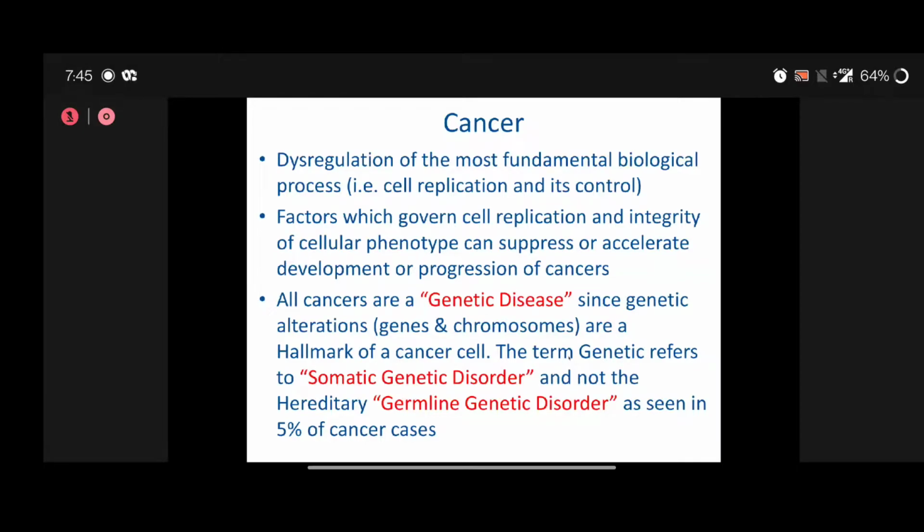No one has ever seen a cancer cell which has all the genes and chromosomes absolutely normal, and the defect is only in the cell membrane or mitochondria or some other thing. So cancers are a genetic disease, and the term genetic refers to somatic genetic disorder. Always, a cancer cell has it, and it is not the hereditary or germline genetic disorder, which is there only in 5% of cancer cases, and we will talk about that.